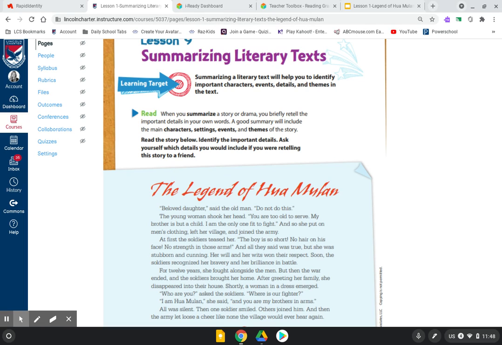And then also we're going to include the story's theme. Think about that as the message or the life lesson that the story teaches you. For example, a theme could possibly be, if at first you don't succeed, keep trying, or look before you leap, something like that.